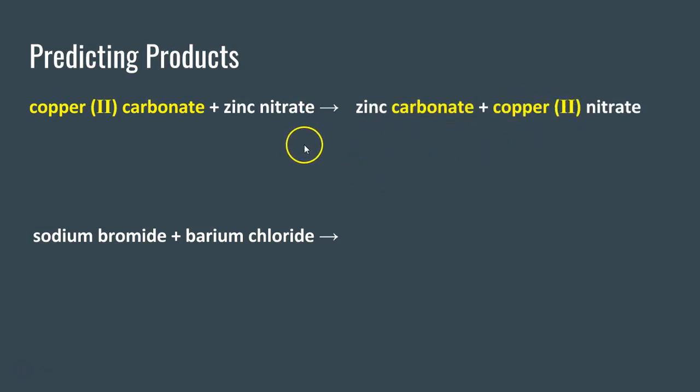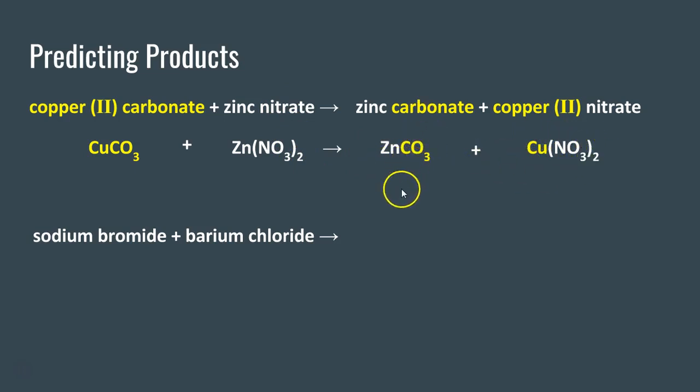Now we also want to write the formulas for this so that we can have a balanced equation. So copper 2 nitrate, the 2 means that copper is +2, and carbonate is a polyatomic ion. It has a -2 charge, and so we only need one of each. Zinc nitrate, zinc is +2 always, and nitrate is -1. That's why we have 2 nitrates here. Copper 2 nitrate, same thing, +2, and so we need 2 nitrates because they're each -1, and then zinc carbonate is ZnCO3. Now this is already balanced.